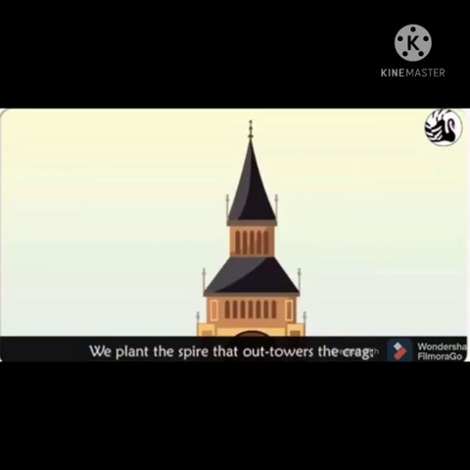We plant the spire, the outtowers, the crag. Now what are we planting? We are planting a plant for the spire. Spire means a conical structure on the top of the building. To frame a conical structure, we use the plant. And also outtowers. Outtowers means the conical structure on the top of the spire which will be very high. And crag means a steep cliff, a steep place where the tower is built.